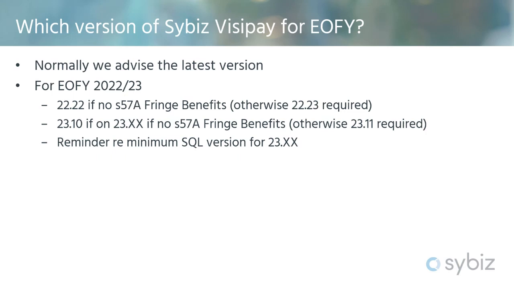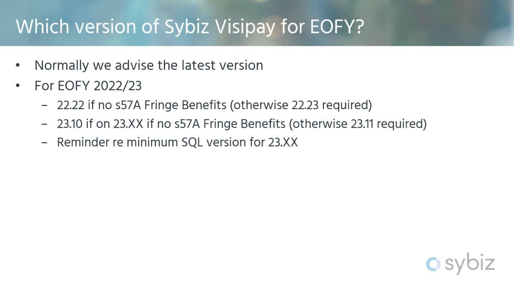However, this end of financial year, one of the things that we did with Sybiz Visipay 23 was increase the minimum version of Microsoft SQL. It just allows us to, I guess, leverage some of the more modern functionality. So we've increased the minimum version from SQL 2012, which is of course over 10 years old, to SQL 2017. We do recommend that people go to SQL 2022, as that is the latest version at the moment. So it's all confusing with all these 22s floating around. But from a Sybiz perspective, if you haven't been able to upgrade to version 23, then we do recommend that you are on version 22.22 for the end of financial year.